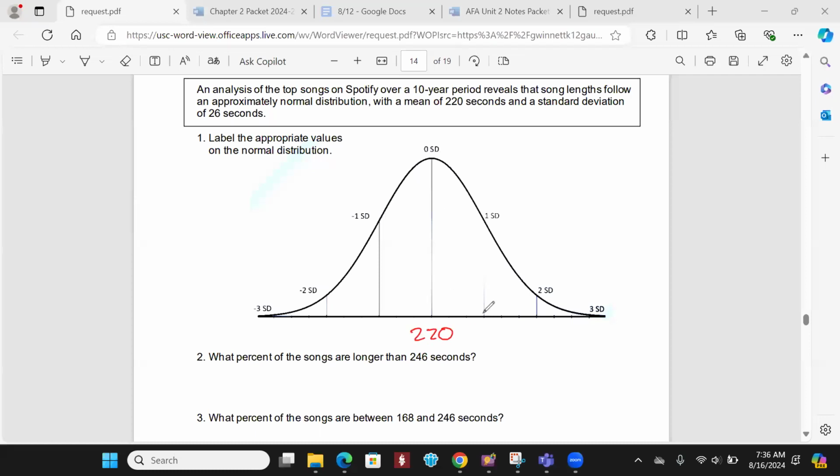Okay, then what we're going to do to get the other numbers down at the bottom, add and subtract 26. So let's go ahead and do that now. So that's 246, 272, 298, and then we're going to subtract: 194, 168, and 142.